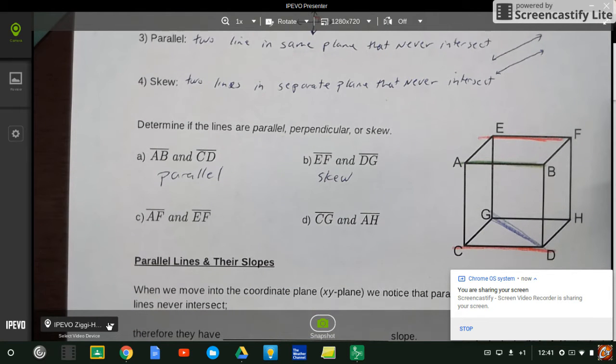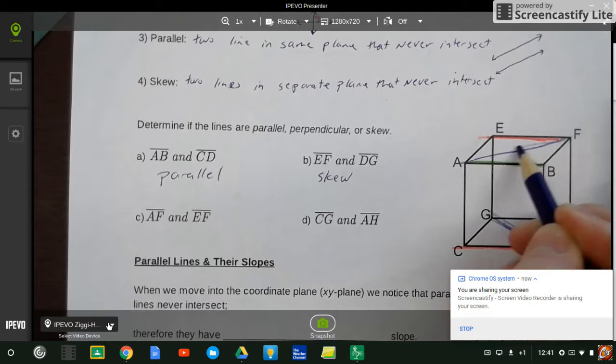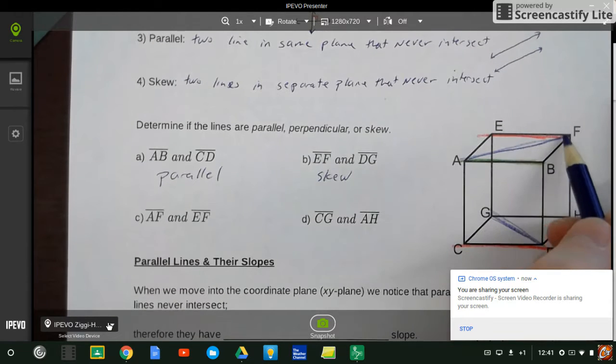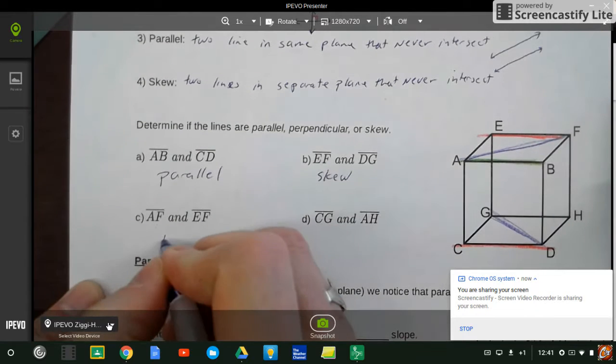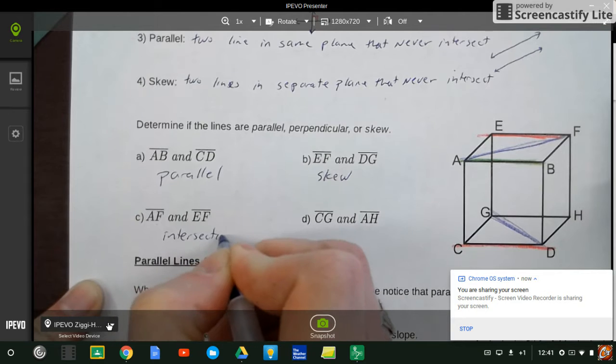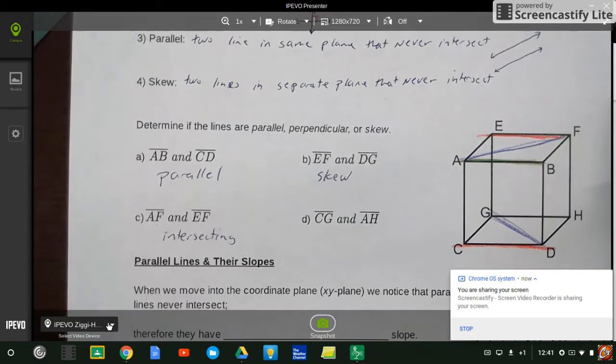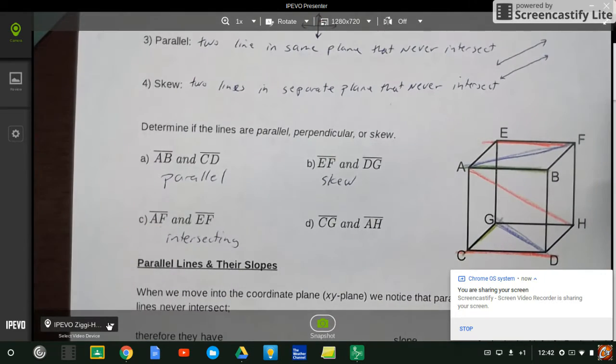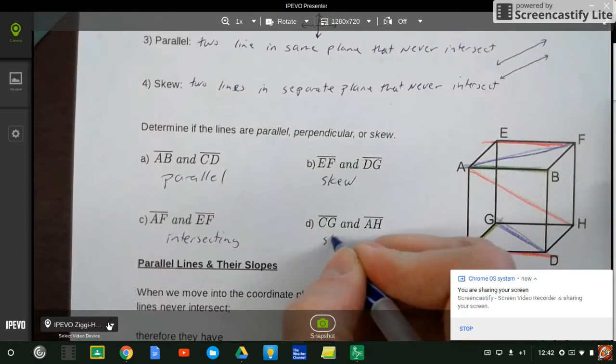AF cuts across this way, and EF, well, right there, that should be a dead giveaway. They both share point F. That should automatically tell me that they're intersecting. And then CG is going to be here, and AH, which is going to be at a weird angle. It's going to come here and go out that way. So they're obviously not ever going to touch each other either. So that makes them skew.